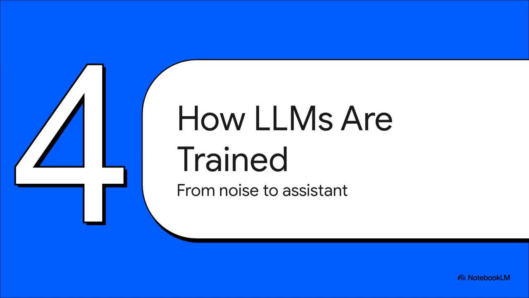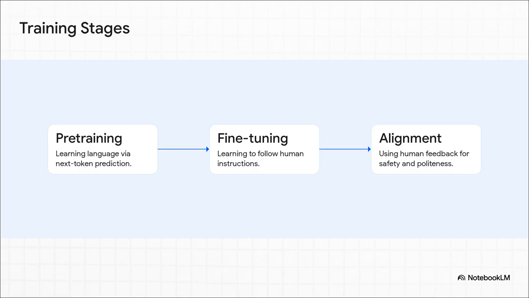So the big question now is, how do we get this transformer network, which honestly starts out as just random mathematical noise, to actually become helpful? That takes us to Section 4, how LLMs are trained, from random noise to polite assistant. Think of it like a 3-stage assembly line.